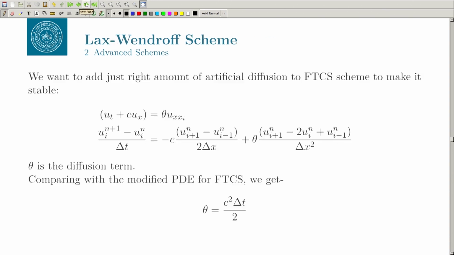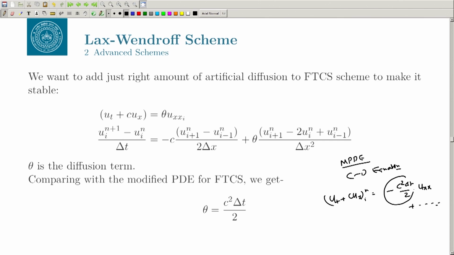Now, we are discussing the last scheme, which is the Lax-Wendroff scheme. If you look at your FTCS scheme very closely, the MPDE of the FTCS scheme, what we had was a convection diffusion equation: u t plus c u x equals minus c square delta t by 2 u x x. This we derived in the last class also.